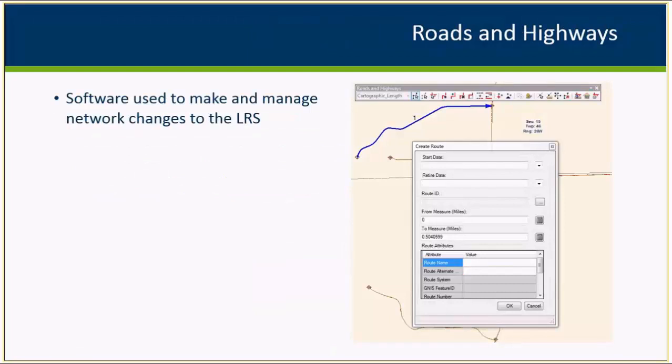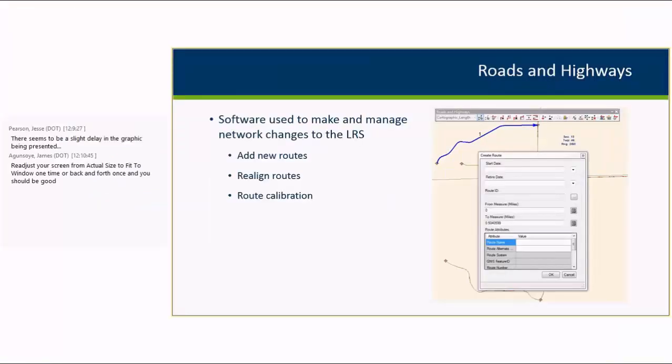Okay, so Roads and Highways is an ArcGIS-based software used to make and manage network changes to the LRS. Roads and Highways allows the user to visualize the LRS. In Roads and Highways, edits such as adding new routes, realigning routes, and route calibration are performed. Roads and Highways will be covered in more depth during the demo, but for now, we just want to focus on the Roads and Highways toolbar.